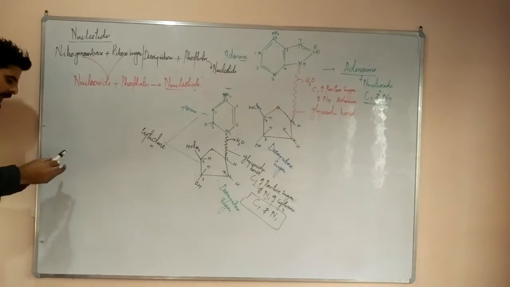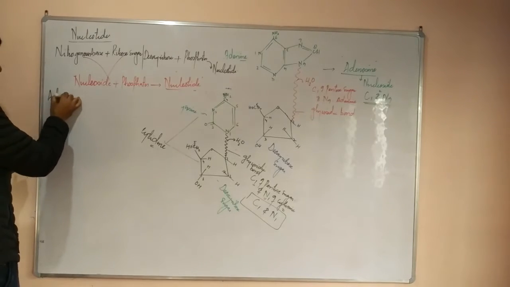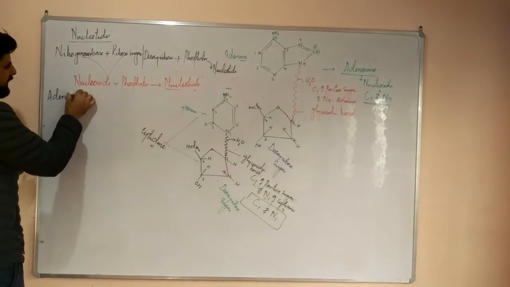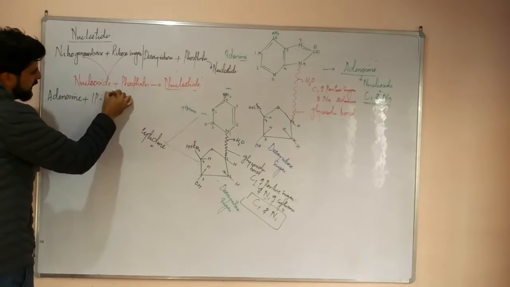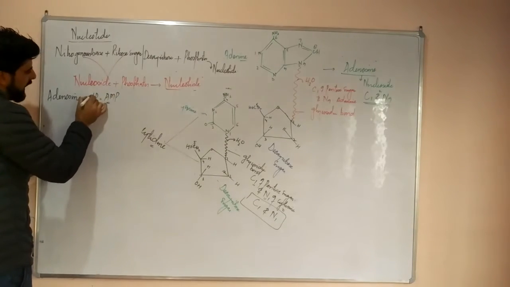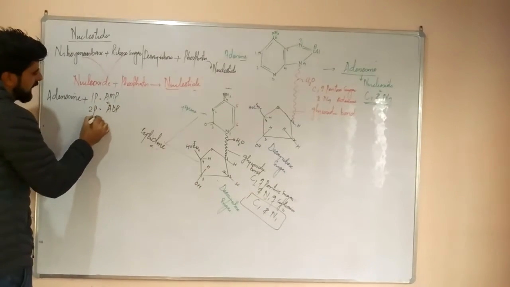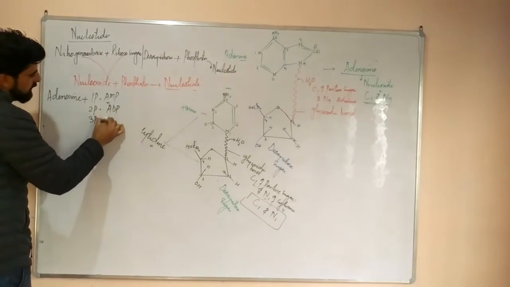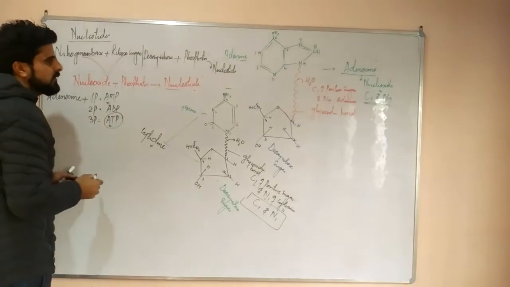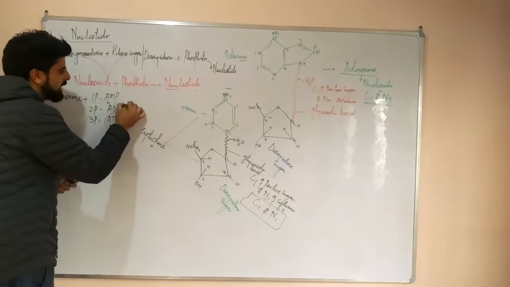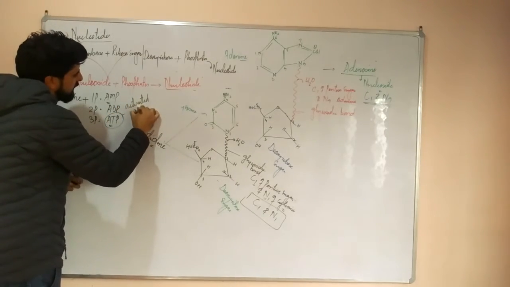Now, for instance, if we take one example, say we have adenosine as a nucleoside. If we combine it with one phosphate, it gives adenosine monophosphate. If we combine it with two phosphates, it gives adenosine diphosphate. If we combine three phosphates, it gives adenosine triphosphate. This ATP, adenosine triphosphate, acts as an activated nucleotide.